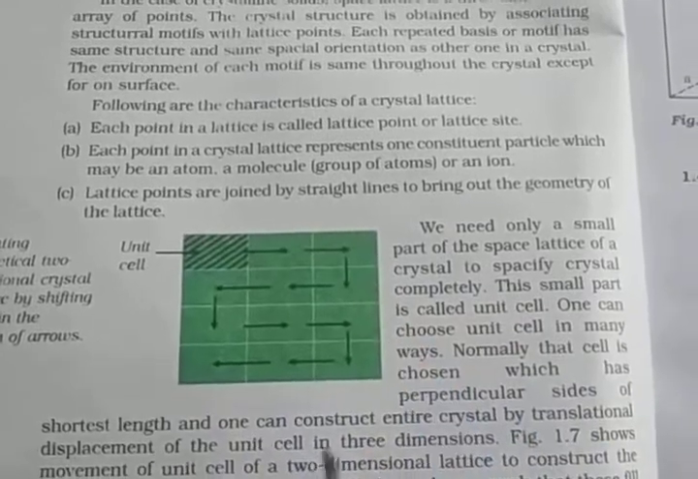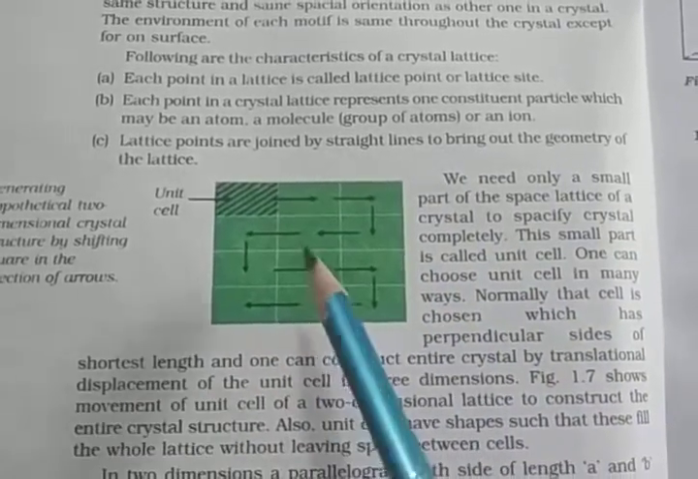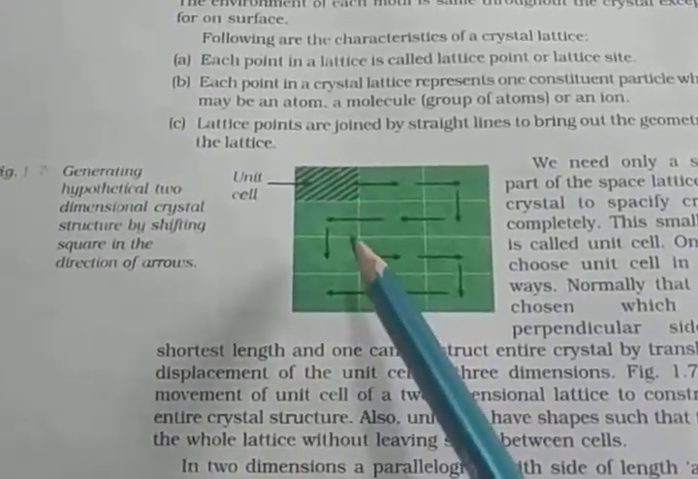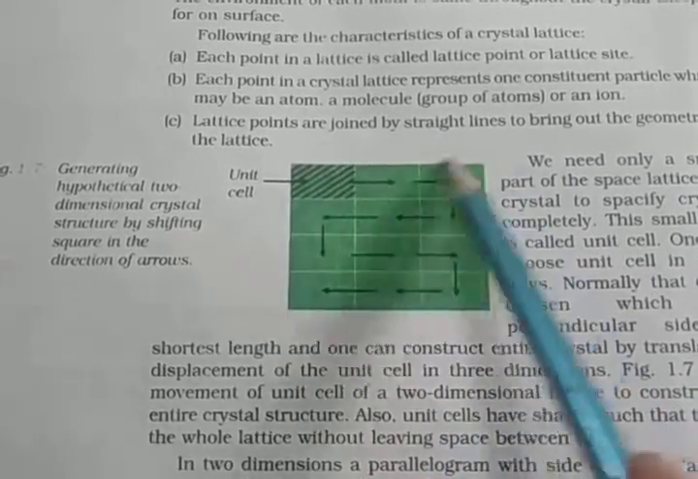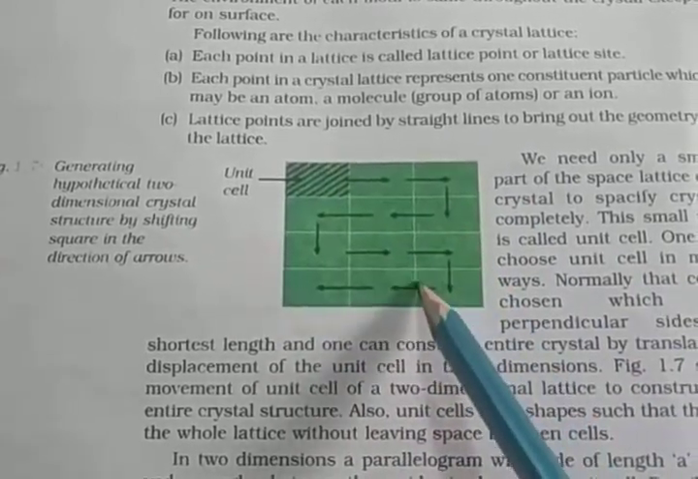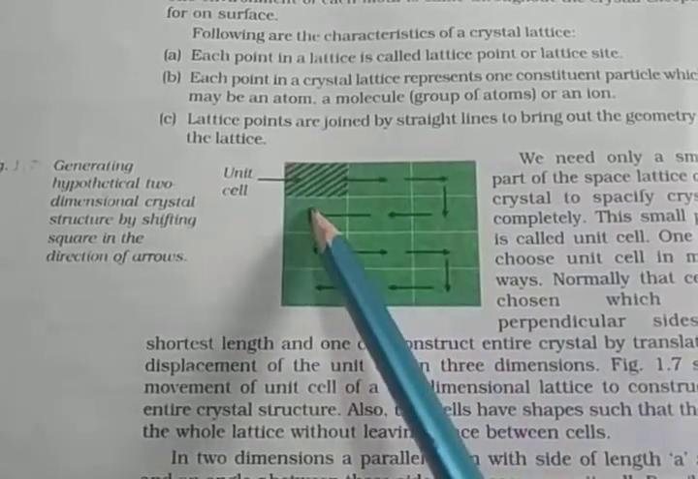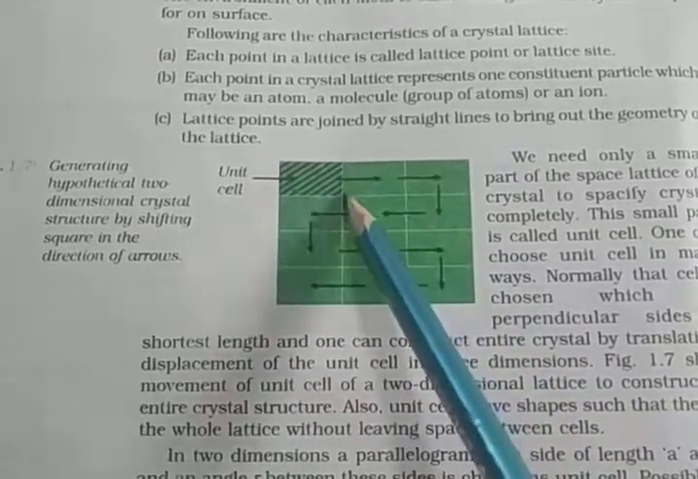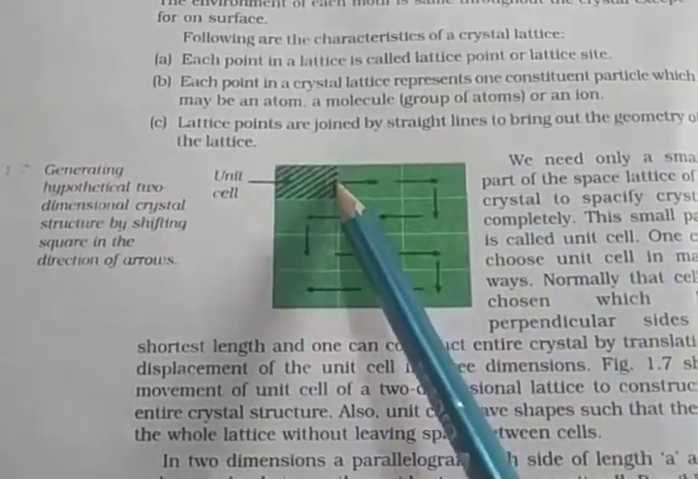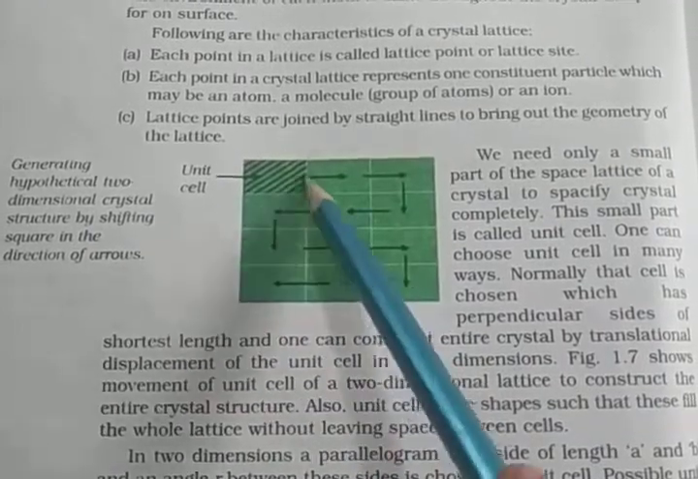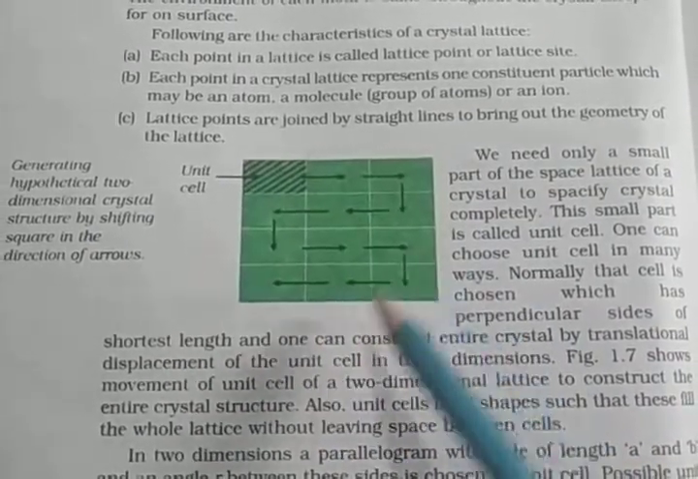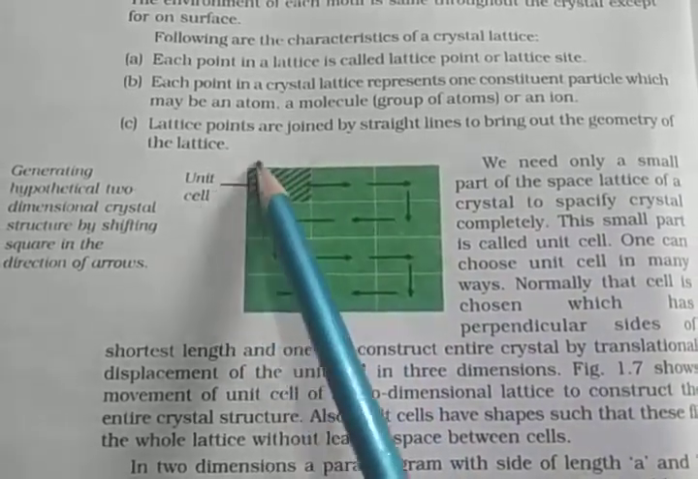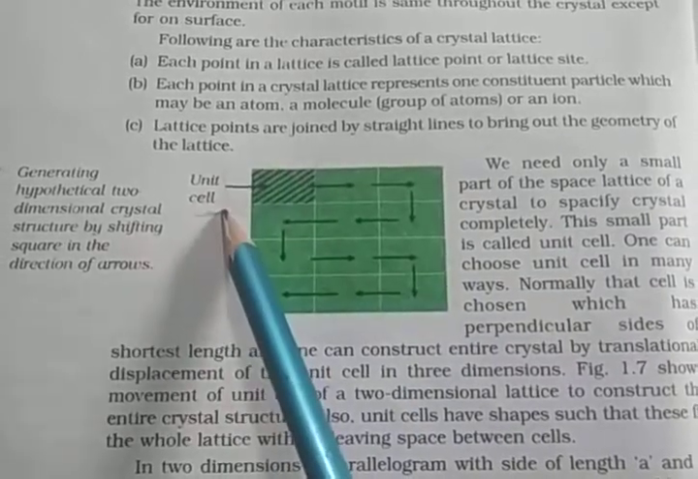Here you see, for making the crystal lattice we require this. See, this is a hypothetical two-dimensional crystal structure generated by shifting the square in the direction of the arrow. Here you see this direction and this direction. So we need only a small part of the space lattice of a crystal to specify the crystal completely. This small part of the crystal lattice is called the unit cell.